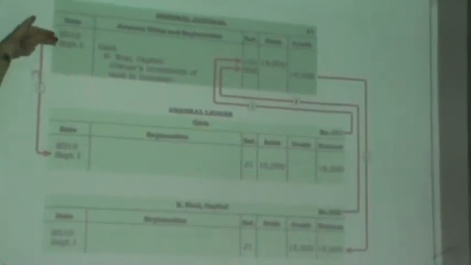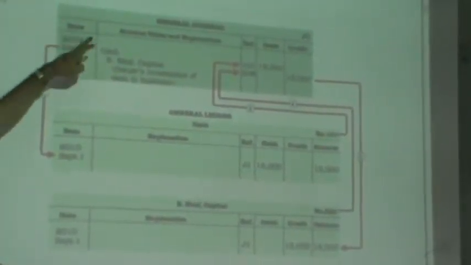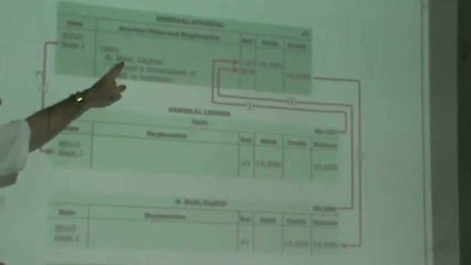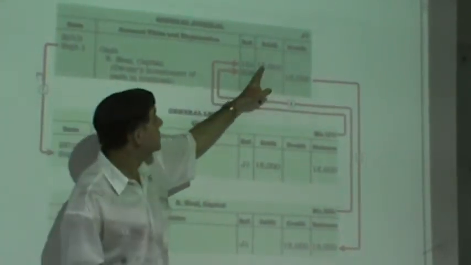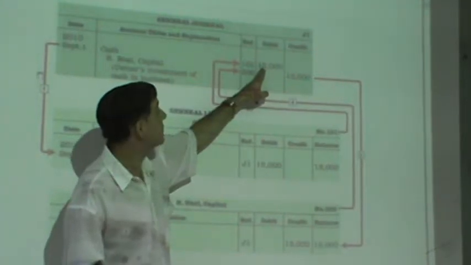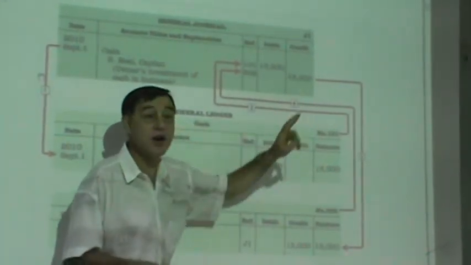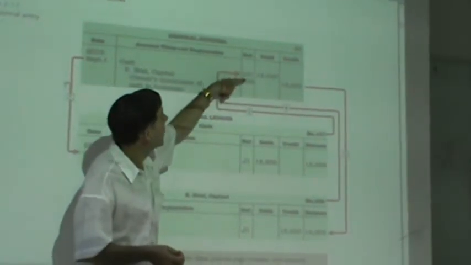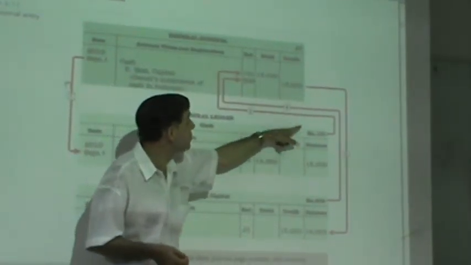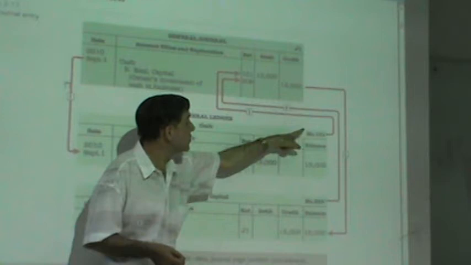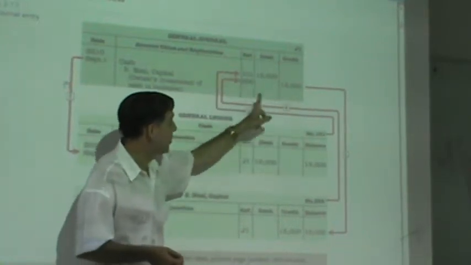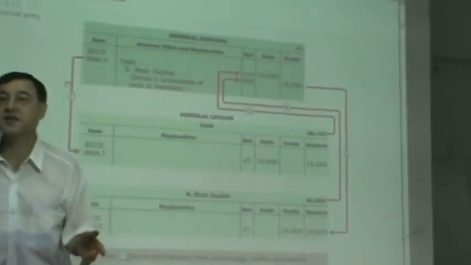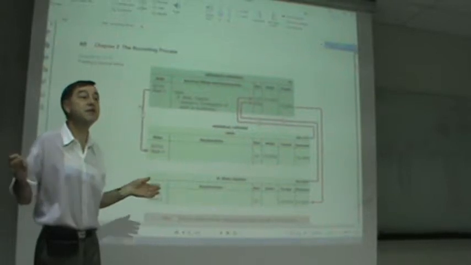So, when you write the journal, you put in the date, you put in the debit, you put in the credit. Here's the debit amount, 15,000, the credit 15,000, and you got the reference account, where it is posted. This one is posted in 101, this one is posted in 306. And that's the process of posting.